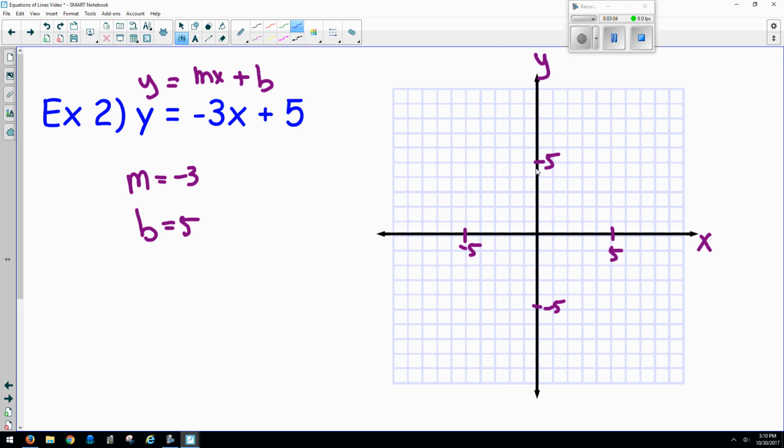So I'm going to go ahead and plot that point. And I'm going to use the slope. So if it's just a number, in this case it's -3, I'm going to go ahead and put that over 1. And that's just going to make it easier to follow directions of the slope. So I'm going to go down 3 because it's negative. 1, 2, 3, and over 1. And then I'm going to draw a line. Make sure you're using a straight edge when you're drawing your line.